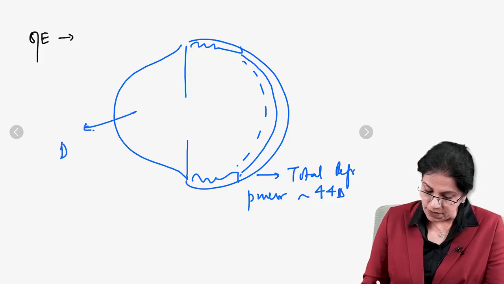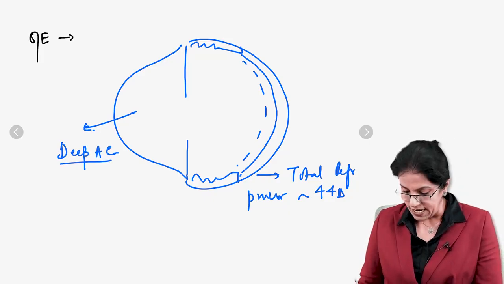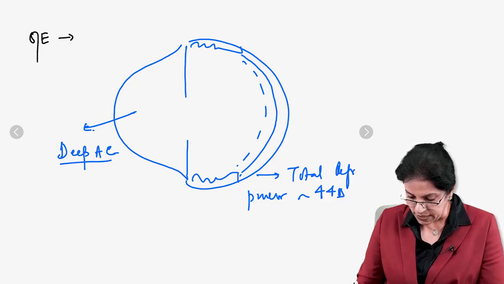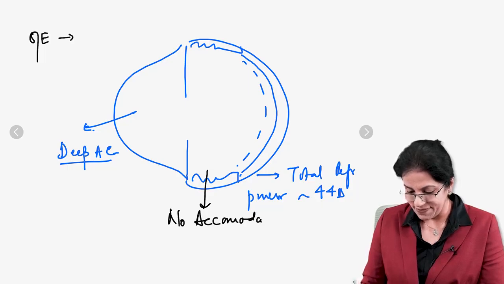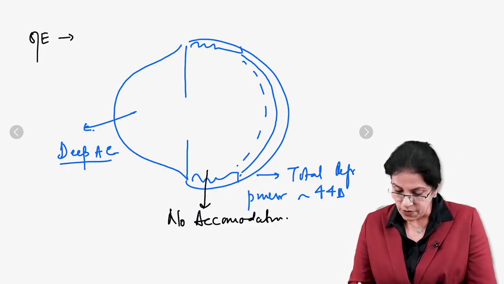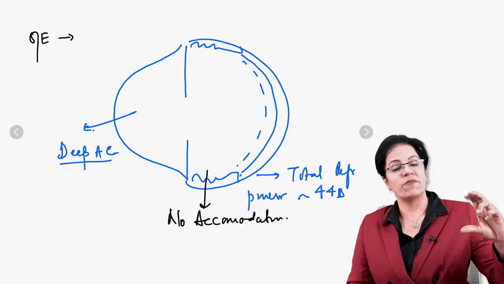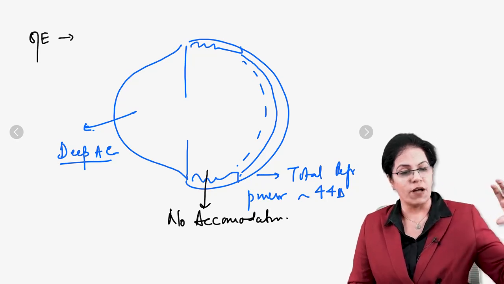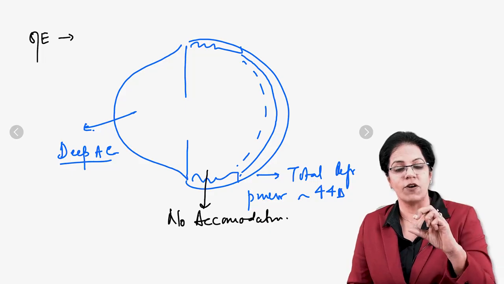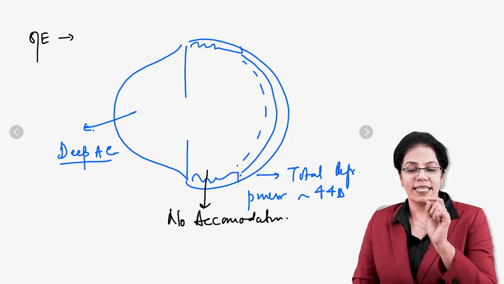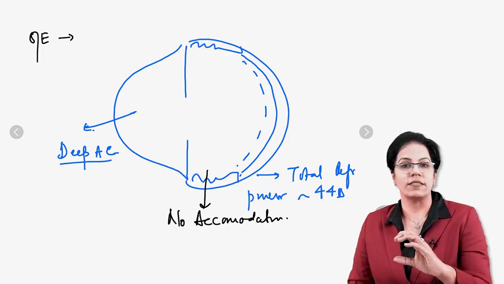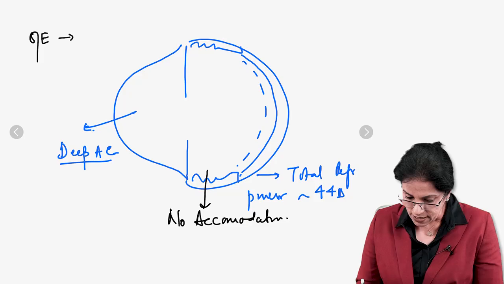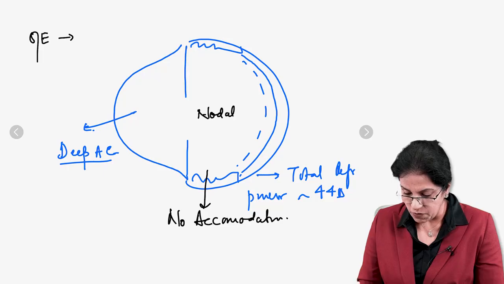Second important feature, deep anterior chamber. Because there is no lens, we have a deep anterior chamber. This also means no suspensory ligaments, and no lens means no accommodation. Another important point: you understand the nodal point concept which I taught you, how the parallel rays of light focused by the cornea and the lens are focused behind the lens, and that point is the nodal point. Now there is no lens, so the nodal point actually moves forward. Just remember, nodal point will move forward.